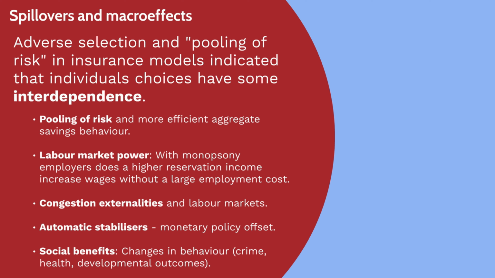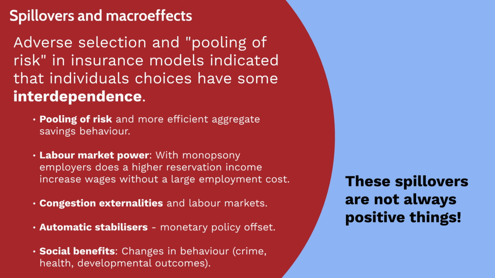Finally, we have an idea of broader social benefits, such as reduced crime, improved health, improved developmental outcomes, if people are able to have sufficient material needs. Now, what I want to note here is these spillovers are not always positive things, even though they've been framed this way. These social benefits don't necessarily happen, and it might be a bit of an assumption that they do. The labour market power issue comes with the idea that we're now giving individuals more power and more incentive to undertake quite moral hazard related behaviour. As a result, there can be inefficiencies from that.